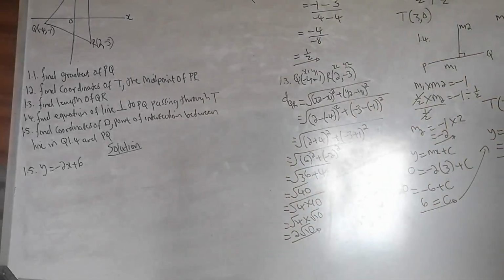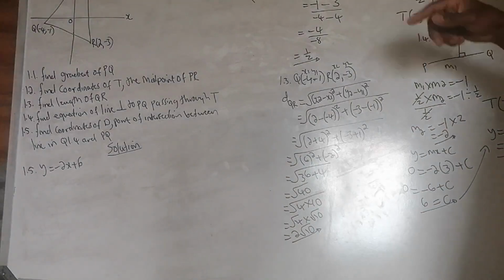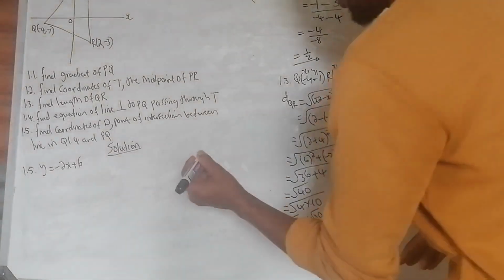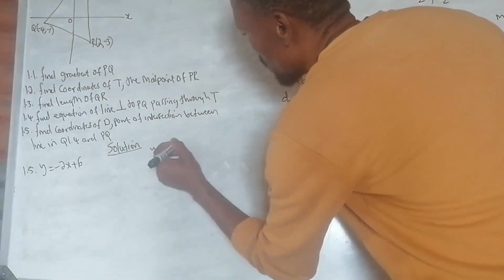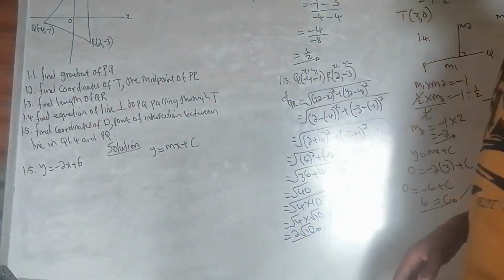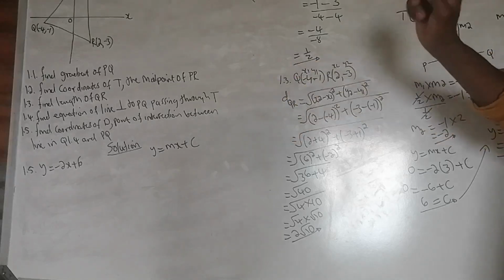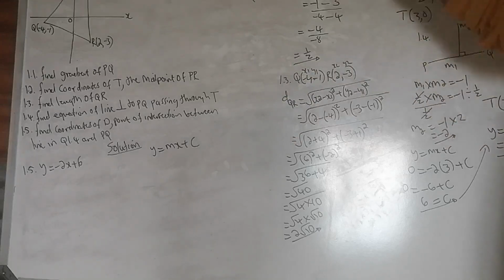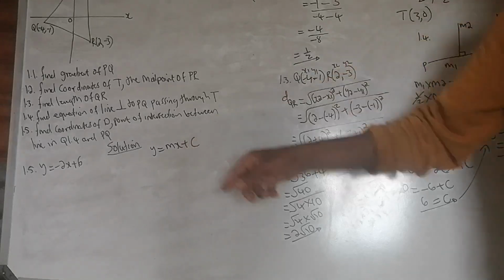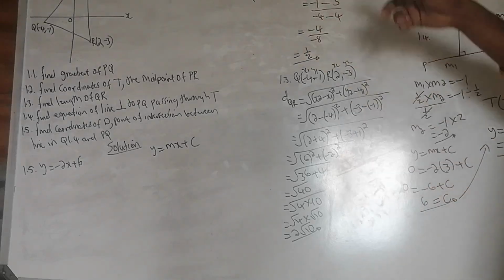Now, how am I going to do that? I need to first find the equation of PQ. Now, the equation is y equals mx plus c. If you have the equation of the line, you choose any two points, any point from P and Q, and substitute on x and y. The answer will be the same.